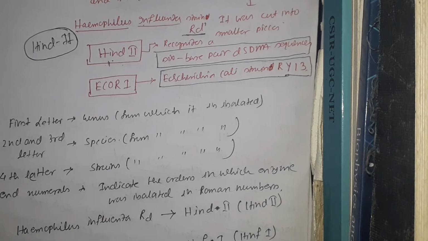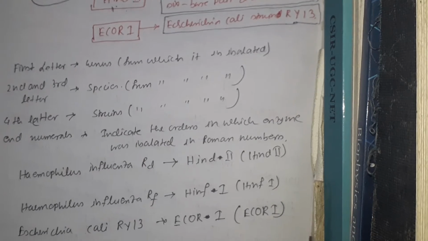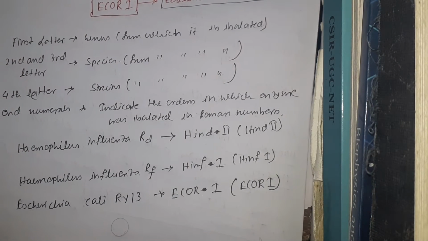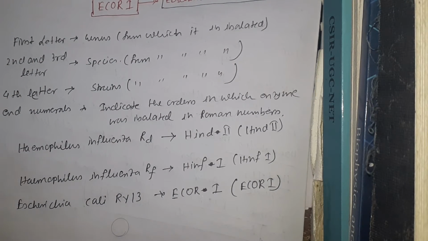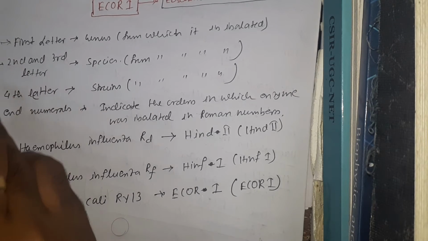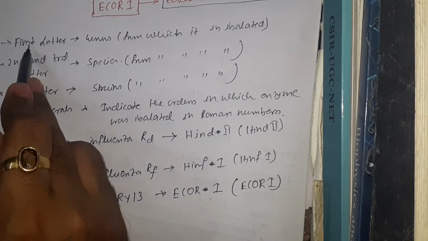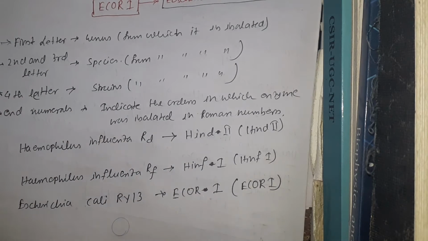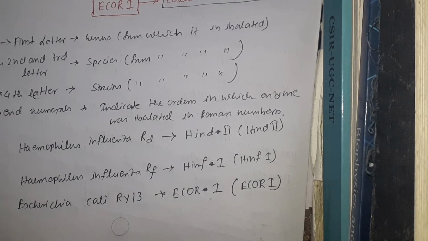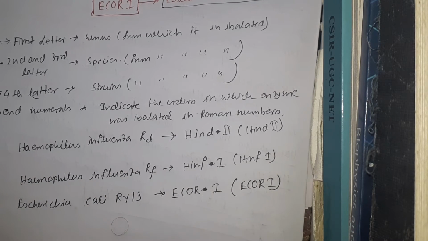So I am going to talk about this with some examples. If you want to write the rules, then you can. These are the four rules that you need to follow when you are going to name a particular restriction endonuclease. So let's talk about this.